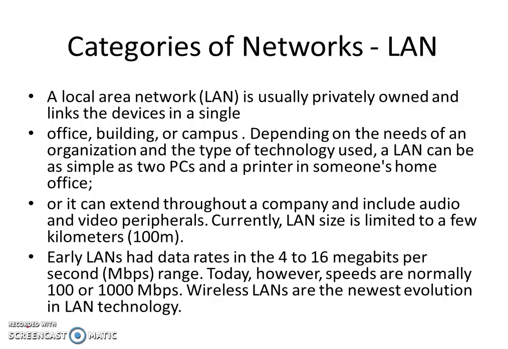Early LANs had data rates in the 4 to 16 megabits per second range. That is the data rate of early LANs, and now it has increased to 100 or 1000 Mbps. That is the difference between earlier LANs and the LANs we use now, at 100 to 1000 Mbps. These are known as high-speed LANs.